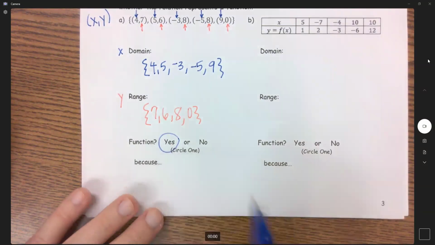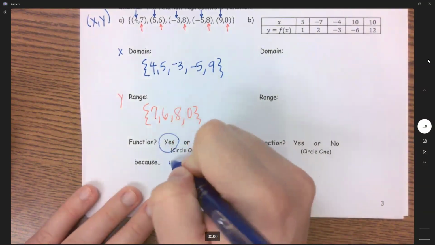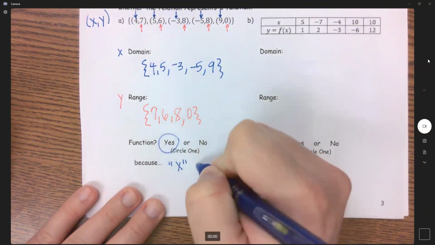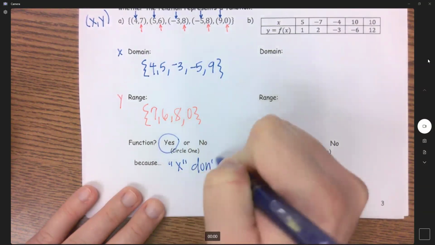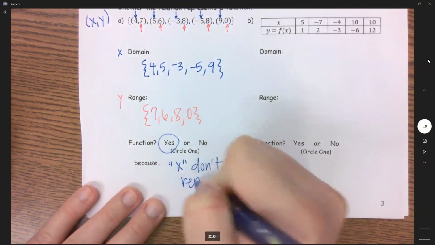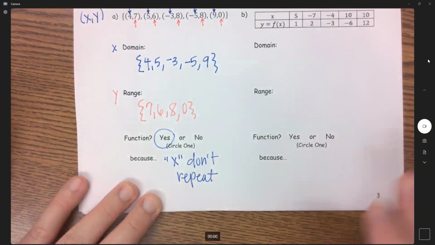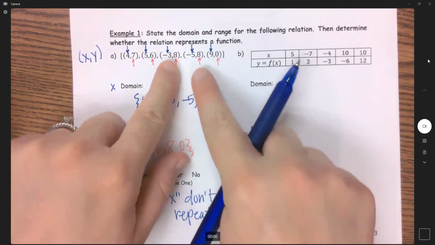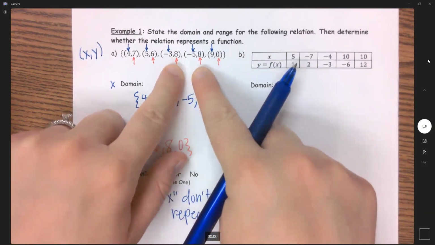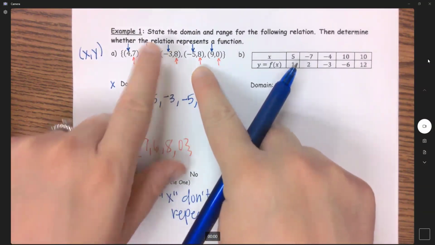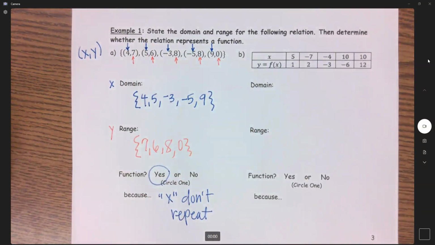Why is it a function? Because our x's don't repeat. Okay, so it does not matter here that my y's repeated. My y's can repeat, my y's can cheat. I only care about those input values, those x values. Because my x does not repeat, then yes, it is a function.